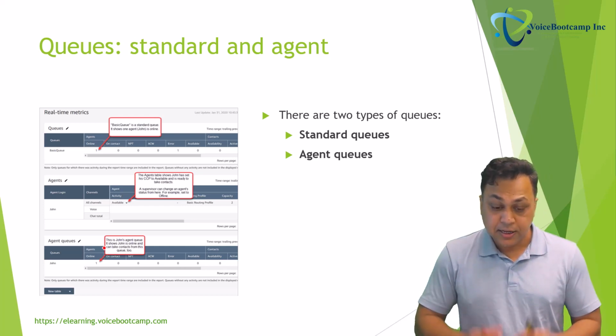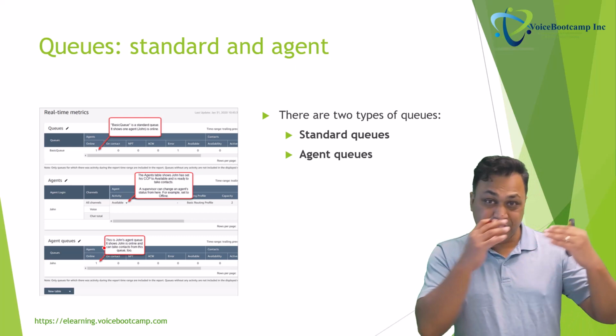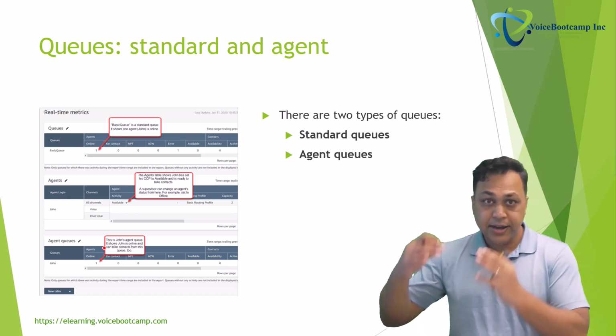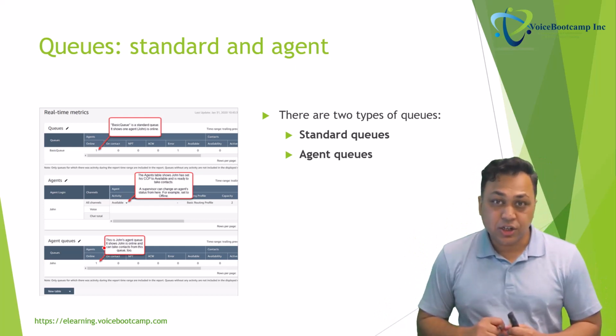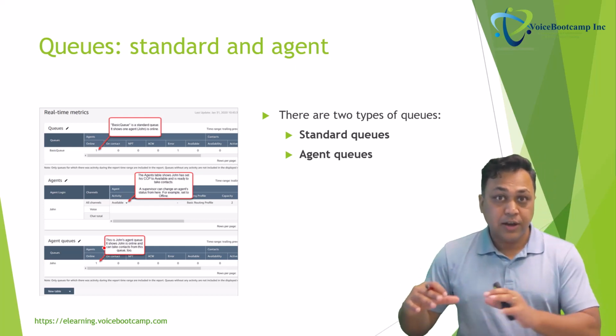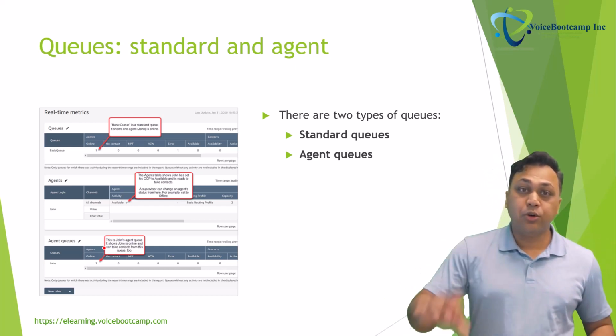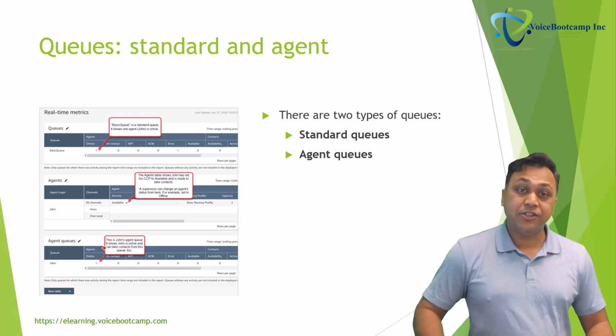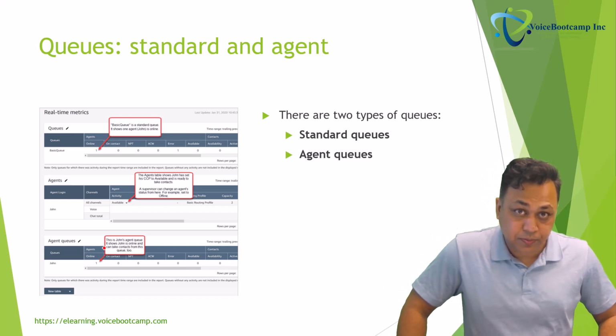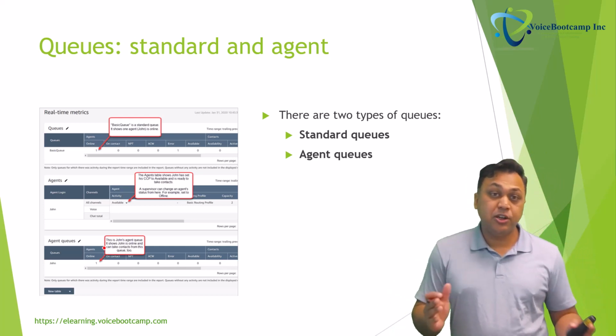So that means if I am a part of a standard queue and I have an agent queue based on my name, if there's a call waiting in my own personal agent queue as well as the standard queue, I will receive and serve the customers from the agent queue first before I start receiving calls from the standard queue. So sometimes you have to make a decision.